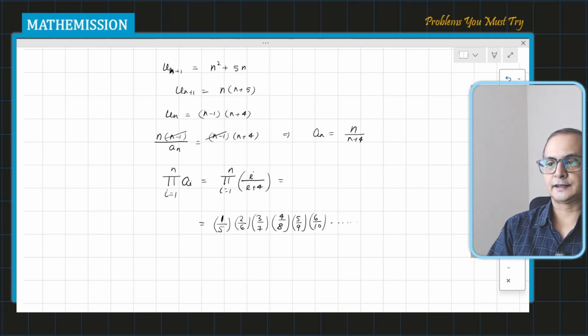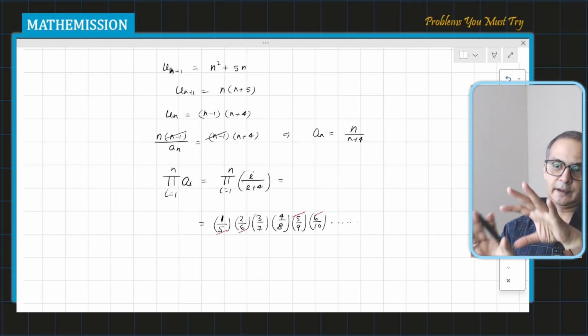You can see that the cancellation is happening now. The 5 is cancelled here from this, 6 is cancelled here from this. Similarly 7 will cancel there. So from the first 4 terms we are left with 1, 2, 3, 4.